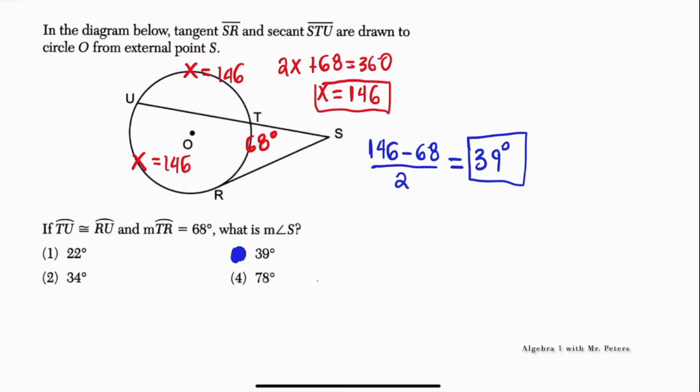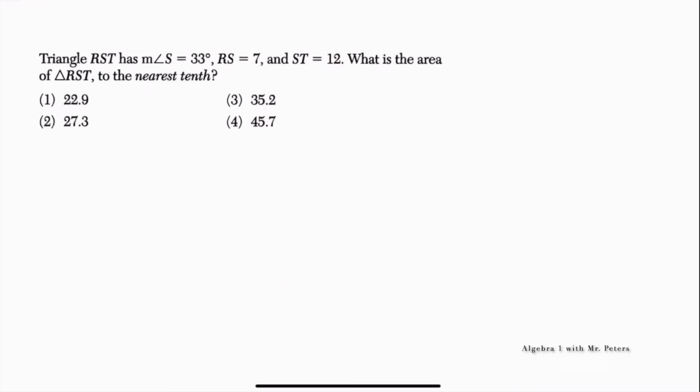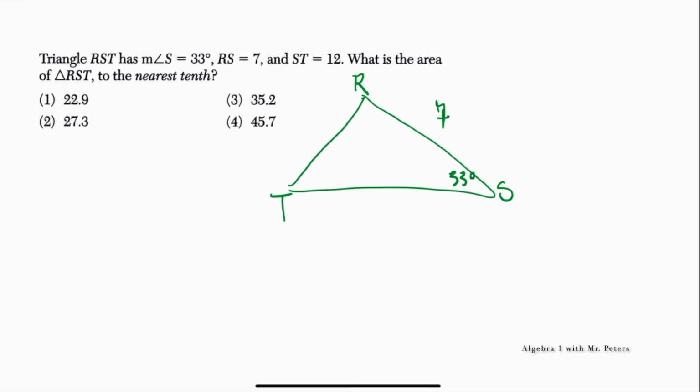They tell us that triangle RST has an angle measure for S of 33 degrees, RS is equal to 7, and ST is equal to 12. And they want us to determine the area of this triangle to the nearest tenth. So let's just draw an illustration so that we could kind of see what's going on. So we have RST. We know this angle measures 33 degrees, RS is 7, and ST is going to be 12.